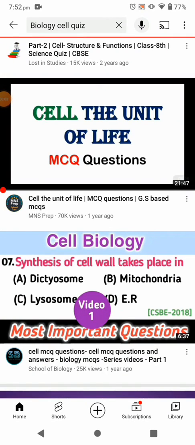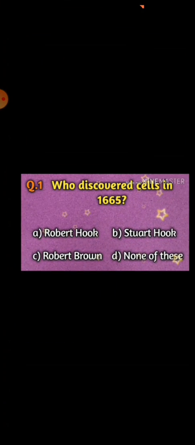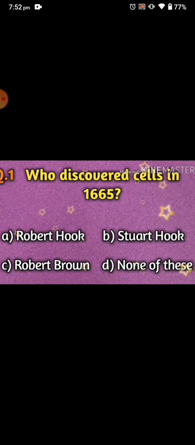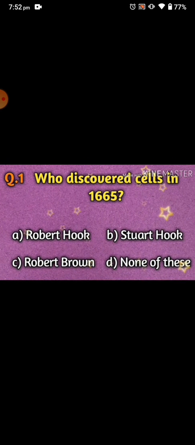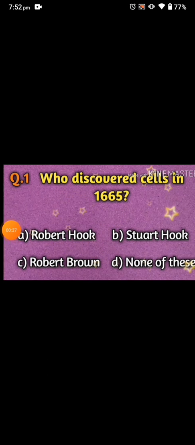I am telling the cell quiz questions. There are very important questions. Now I am telling the first question. Who discovered the cell in 1665? I think you all know, friends. This is a very easy question. The answer is Robert Hooke. Here you can see the answer is Robert Hooke.